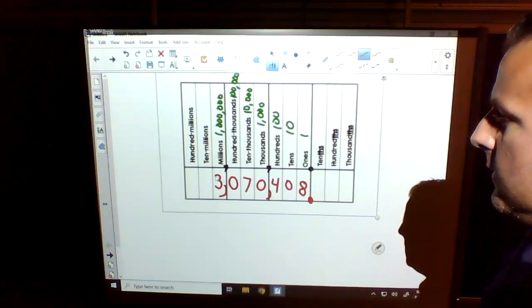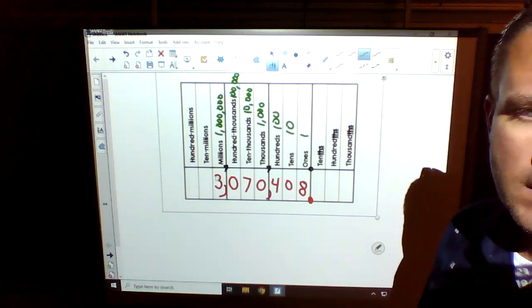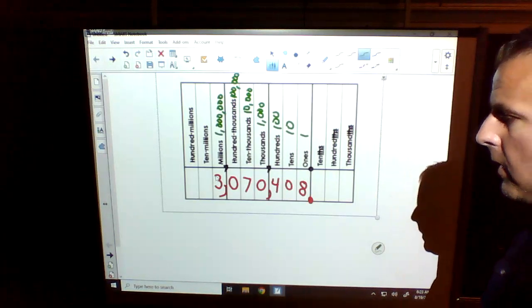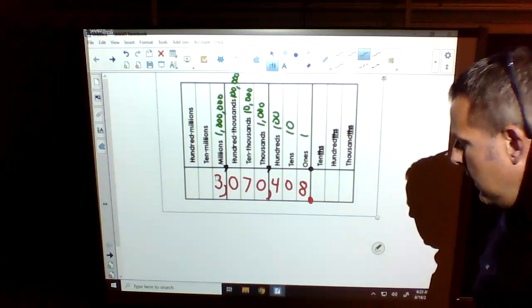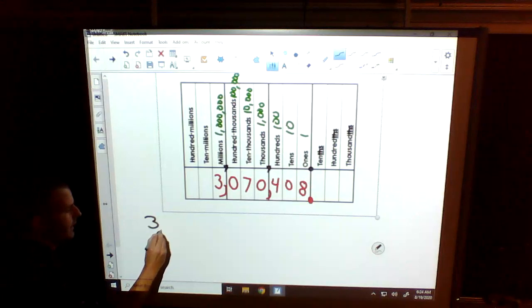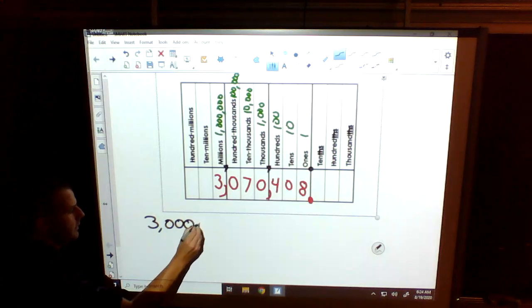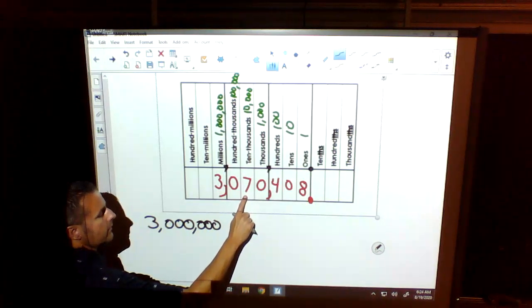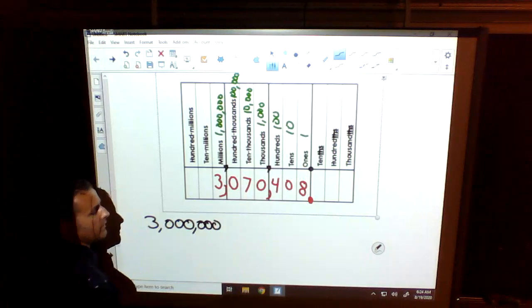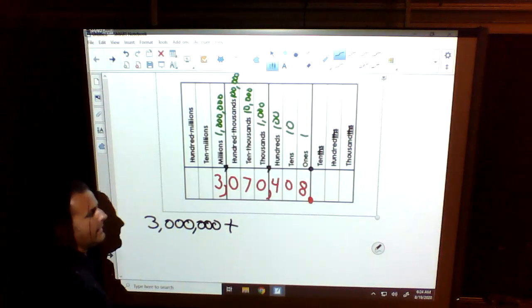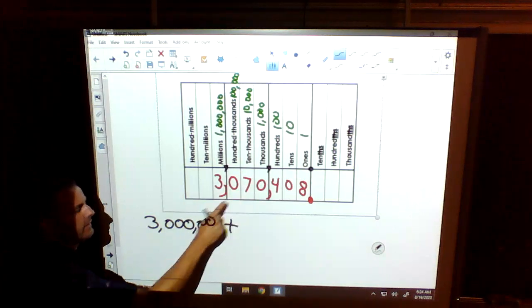What column is that 3 in? Well, it's in the millions column. So instead of writing 3, what we can write is 3 million. So we can write it as 3 million. That is what that digit is worth. So then we're going to go to the second digit that's not a 0, which is a 7.